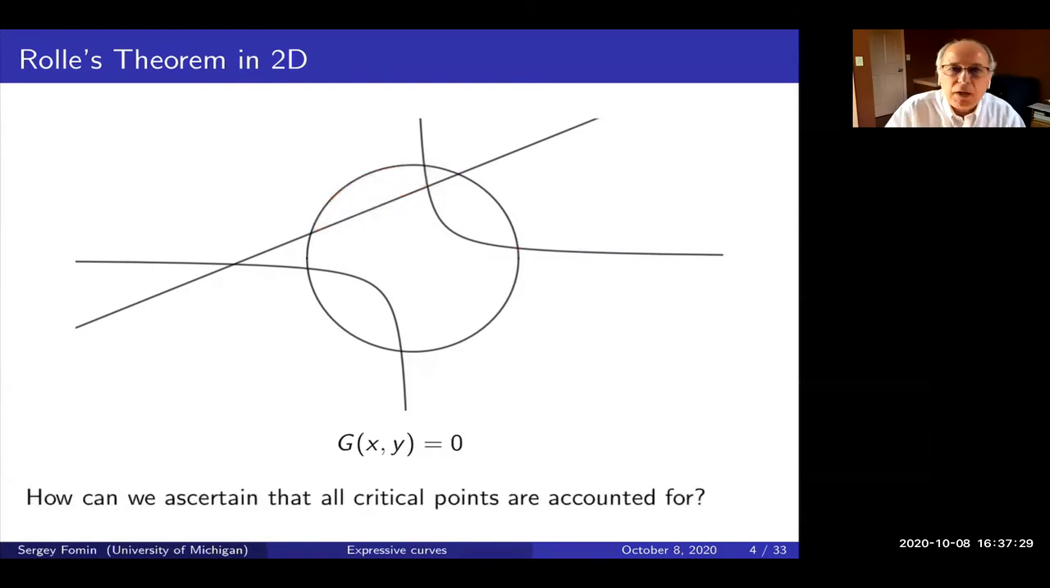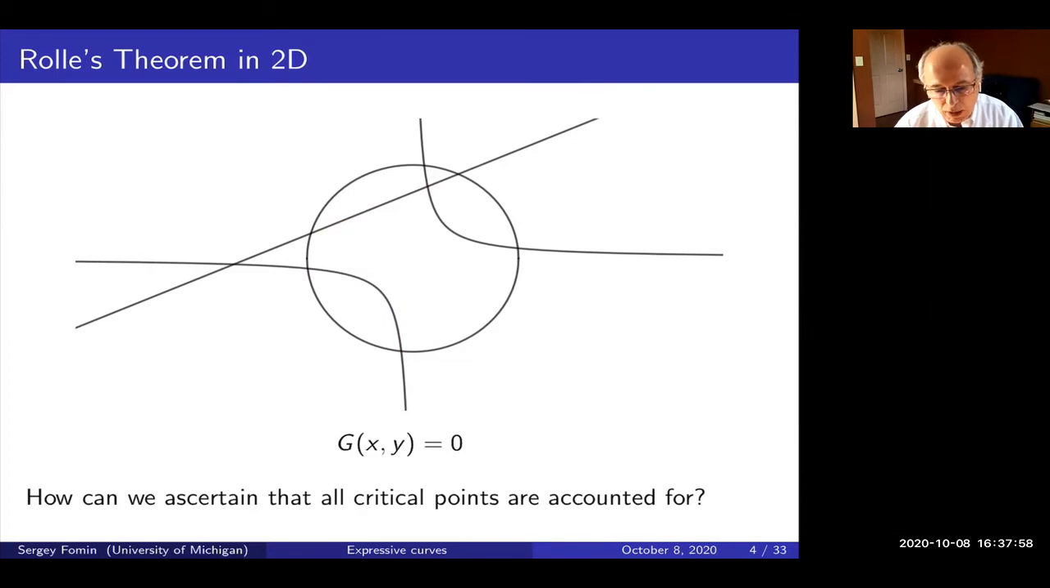But how can we make sure that all critical points are accounted for? The analog of the strong Rolle's theorem would require that inside each of these bounded regions, like this region, for example, there is exactly one critical point, right? It doesn't look like that's true about this particular function, but maybe I'm wrong.